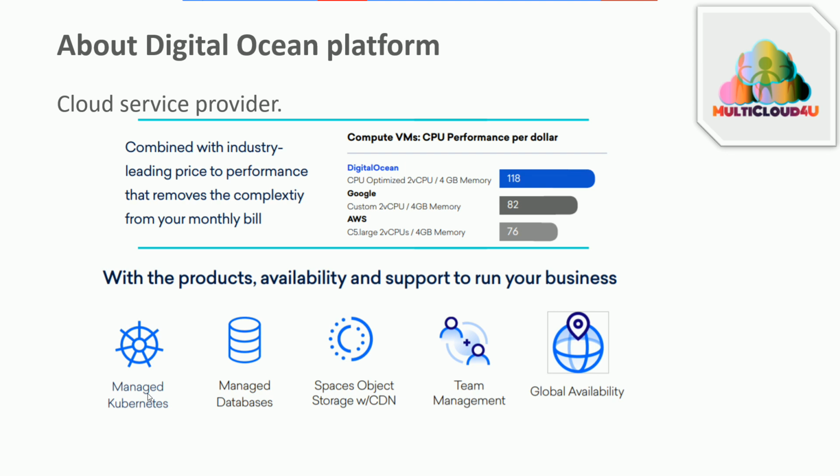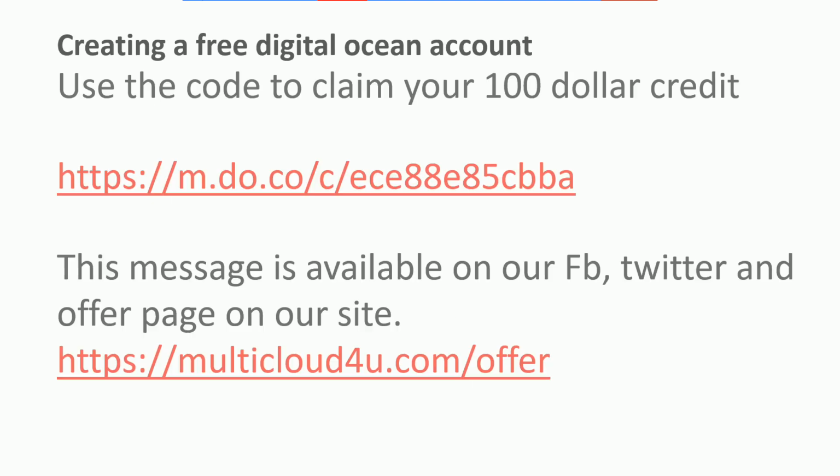What are the products available? There is managed Kubernetes, so you can easily create your Kubernetes cluster. There are managed databases, SQL Server, and others. There are a few databases available, and a few you may have to bring or set up on your own. There is a CDN, a content delivery network available. You can do team management, and there is global availability. It has data centers in almost all parts of the world, even in India, in Bangalore.